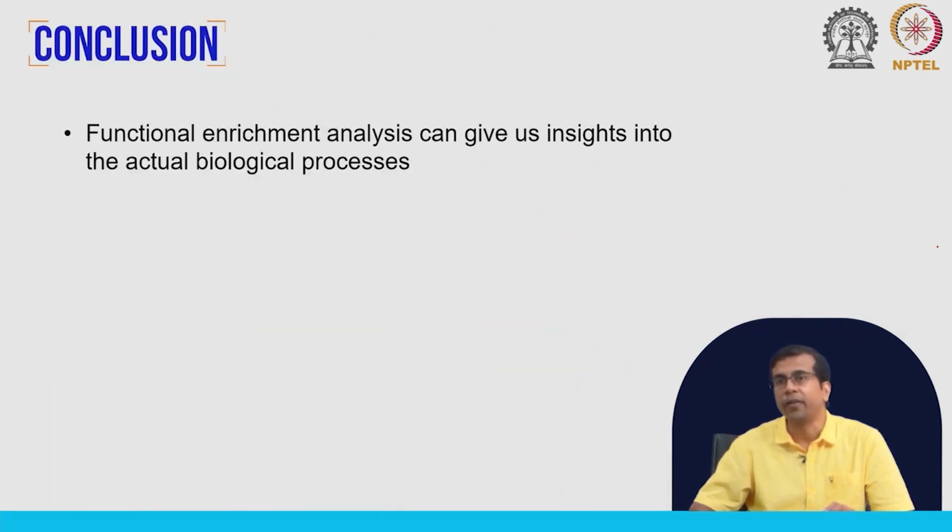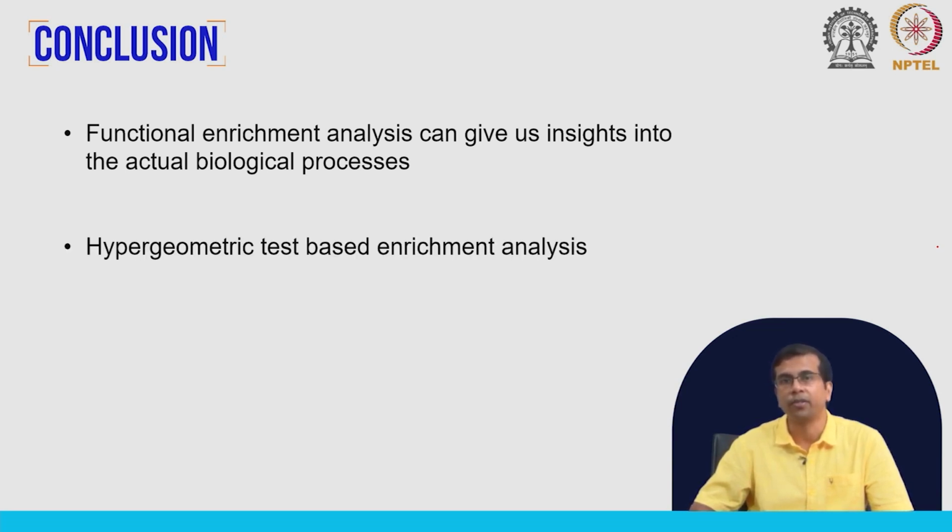So, what we have seen is that functional enrichment analysis can give us insights into the actual biological processes. So, we can ask questions that are actually biologically relevant. For example, you can say whether a certain gene is associated with a certain disease, or whether it is helping in progression of a disease, or whether it is involved in response to a therapy or generating resistance to a therapy. We can also see whether a gene or pathway is associated with stress response, stress adaptation and so on.